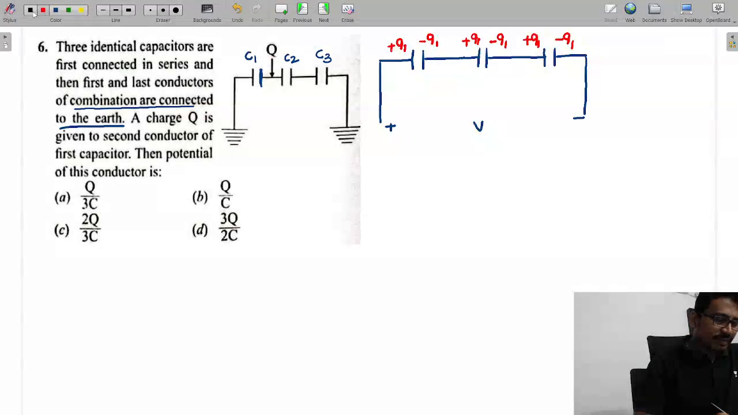That is the first thing, and thereafter what they did, you can see now here. Some charge we have given to this plate. When I give some charge to this conducting plate, see what is going to happen here. Now I will redraw the circuit again.